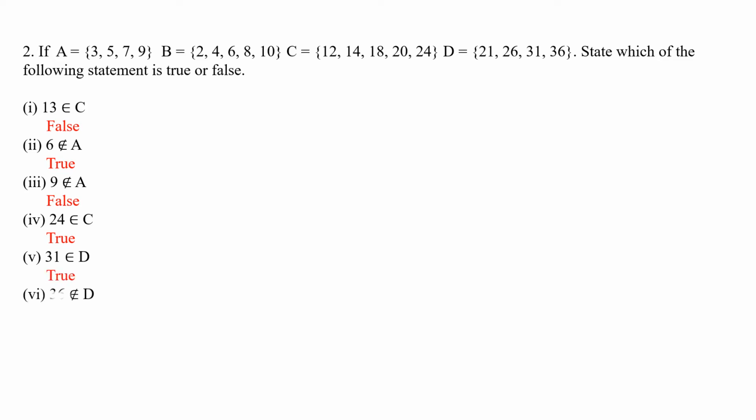Now sixth one, what is given? 36 does not belong to D. Now element 36 is there in set D, you can see. So the question is saying does not belong to D. So the answer is false. Now next, 20 does not belong to C. So in set C, can you see 20? Yes, it is there. So it does belong to C. So the answer is false.